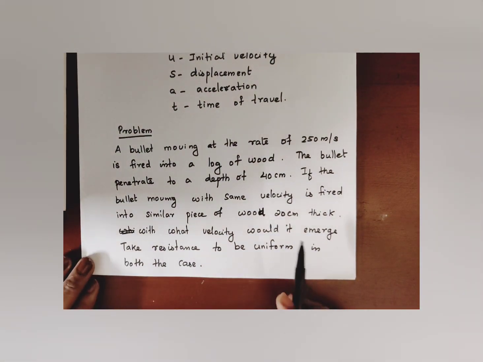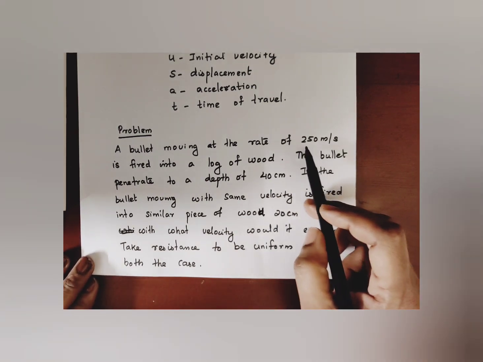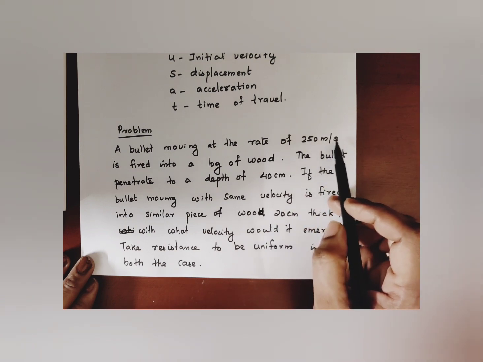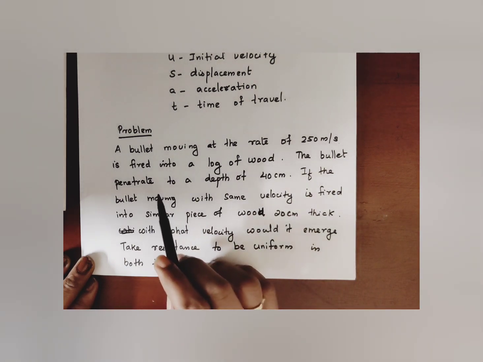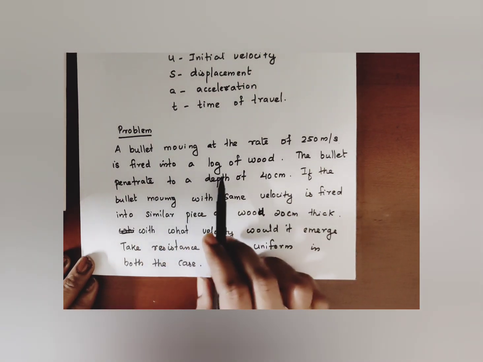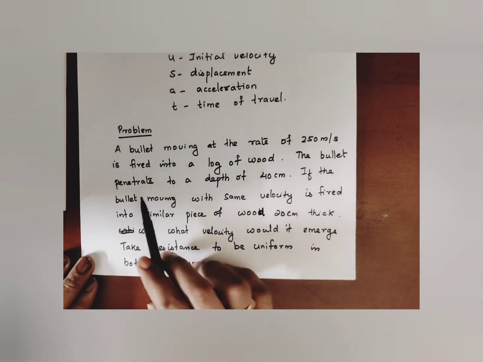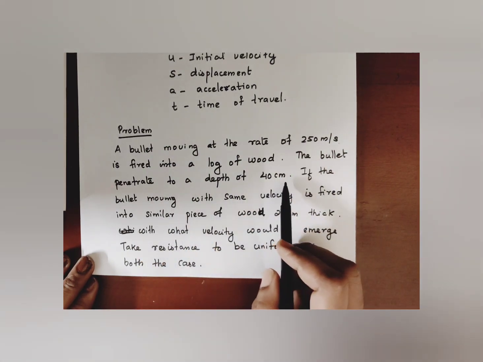So now the first question: a bullet is moving at a rate of 250 meter per second. Here the unit is meter per second, which is the unit of velocity. It is fired into a log of wood. The bullet penetrates to a depth of 40 centimeter.